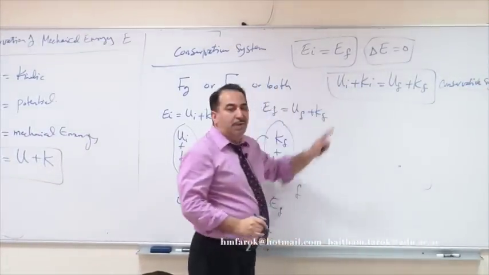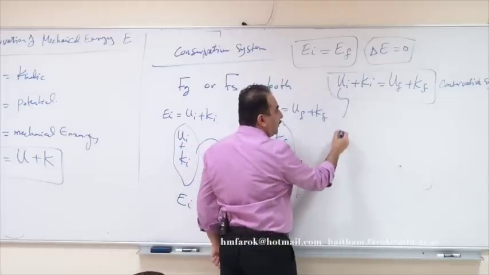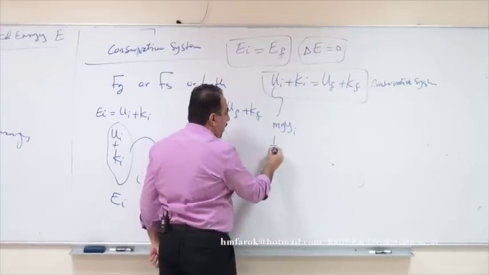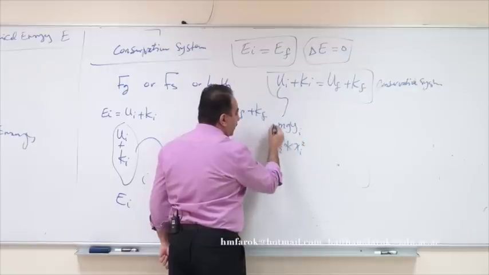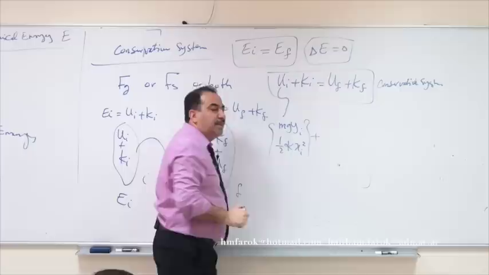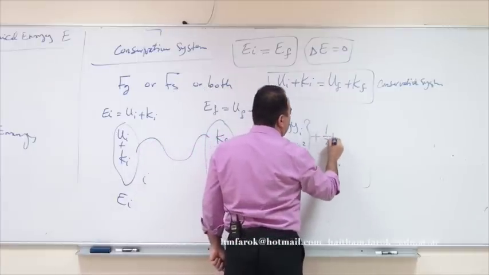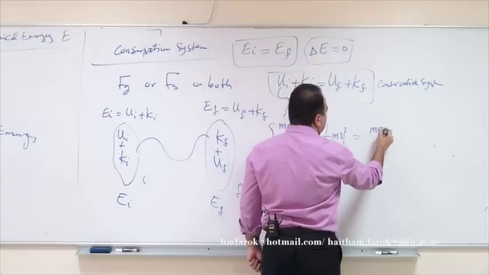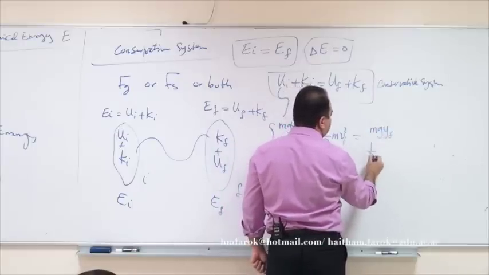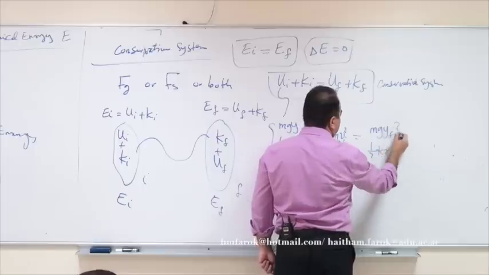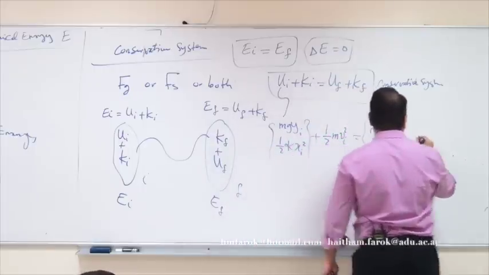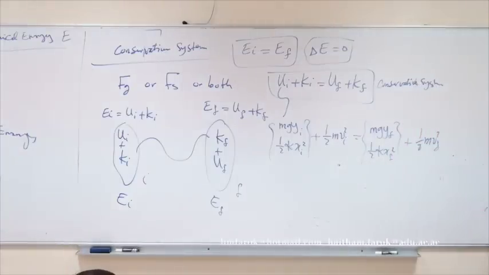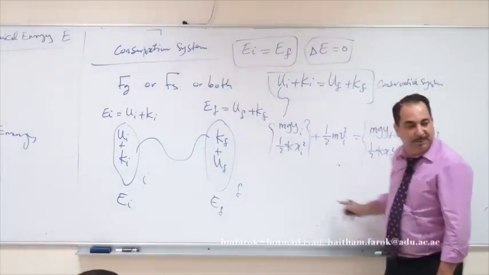What do you put instead of UI? If it's gravity, what do you put? mgy initial. If it's a spring, half kappa x initial squared. This is for U. Plus kinetic initial, half mv squared initial only, yes? U final: mgy final if it's gravity, or if it's a spring, half kappa x final squared. Plus half mv squared final, okay? That's it. Read the system. If it's conservative, this is your formula, substitute.